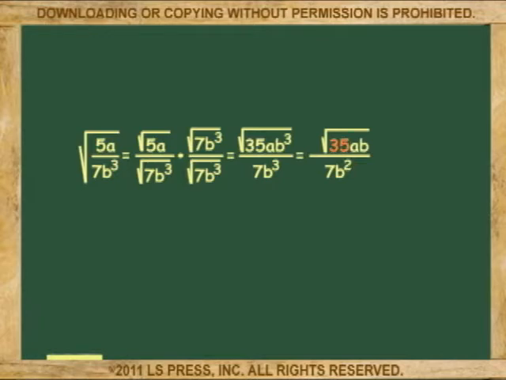Because 35ab is under the radical and the denominator is not, the fraction cannot be simplified further. The answer is the square root of 35ab over 7b squared.